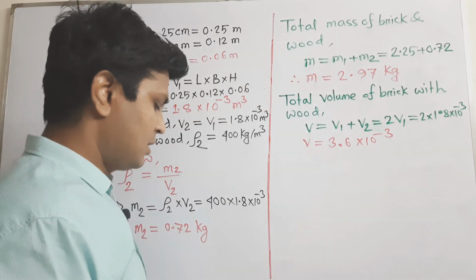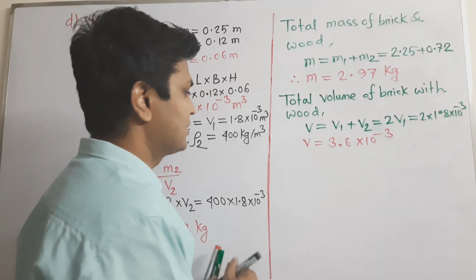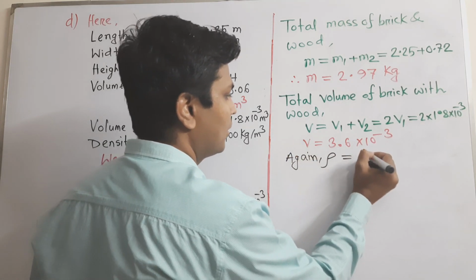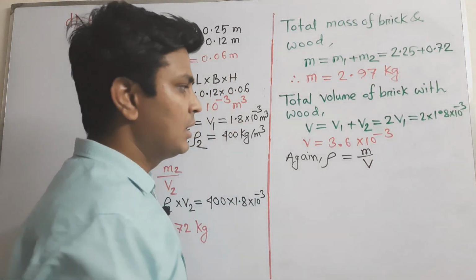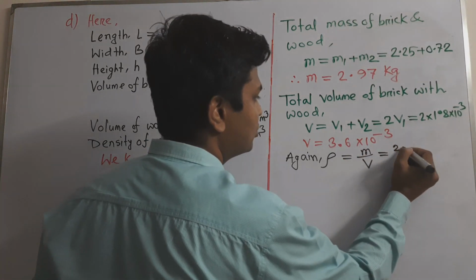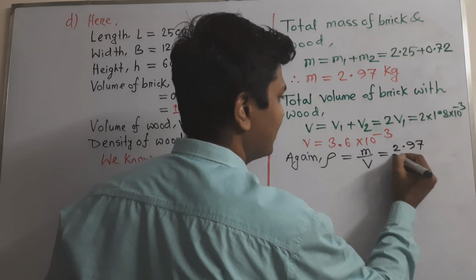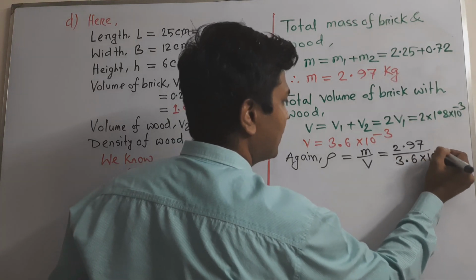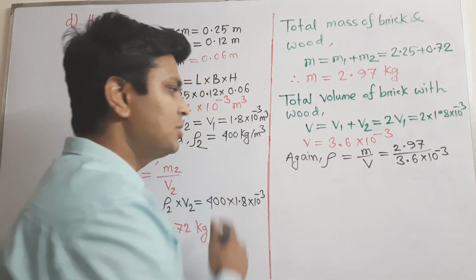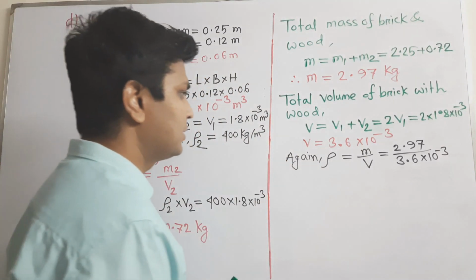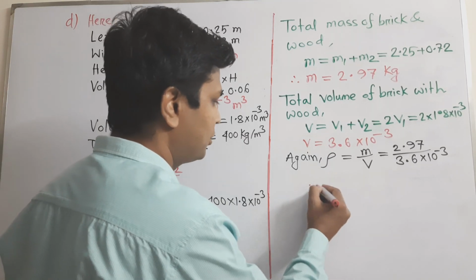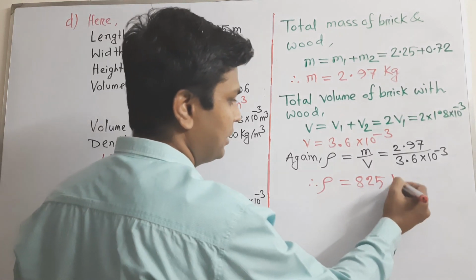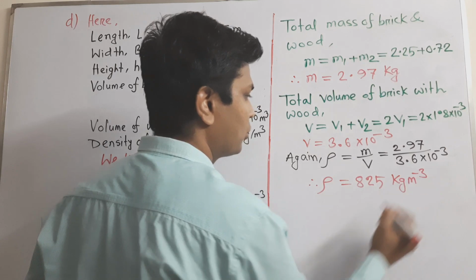Now the main formula of that math is density rho equals m by v. Here mass is 2.97 and volume is 3.6 into 10 to the power minus 3. And after calculating that expression, we will get density equals 825, and unit will be kg per meter cube.